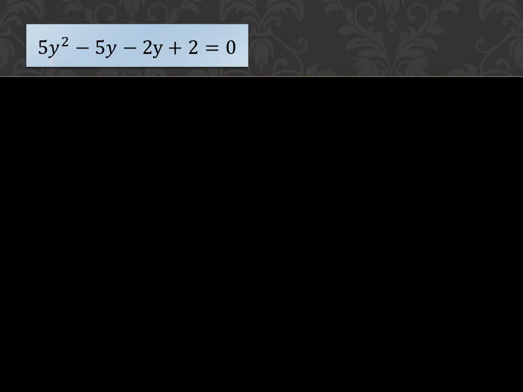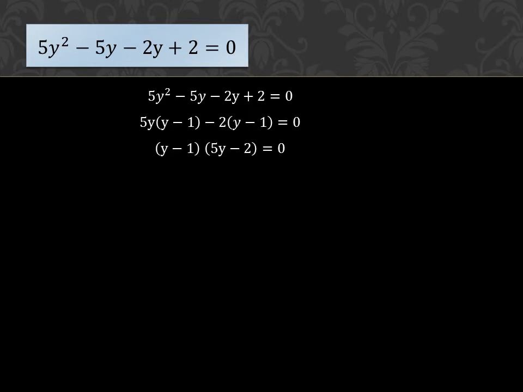After this step we have to take common from the two terms, first two and the last two terms. Taking common, we have 5y into y minus 1 minus 2 into y minus 1. Y minus 1 is the common bracket, so we will write it once, and the terms outside those common brackets, 5y and minus 2, will be in the other bracket. Now we will split those brackets and both the brackets will be equal to 0. The answer of y now is 1 and 2 by 5.